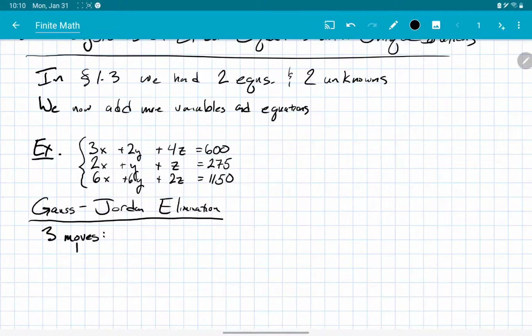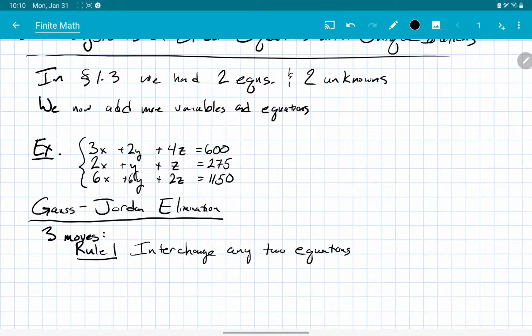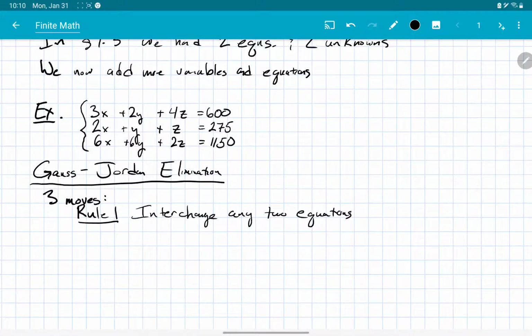The first move, we'll call it Rule 1, is you may interchange any two equations. So you can change the order in which you write the equations. Doesn't sound useful at all, but it is useful in terms of getting down to what we want to get down eventually.